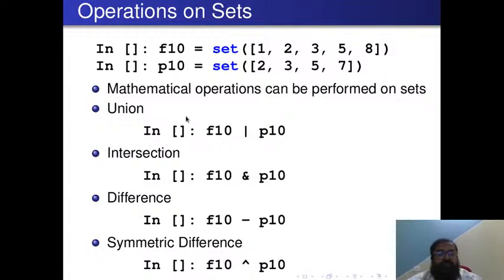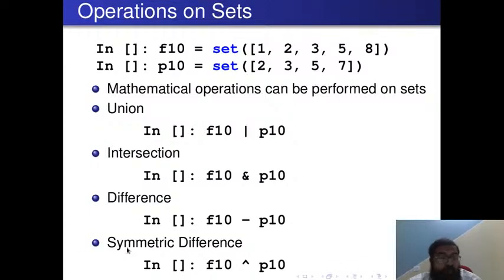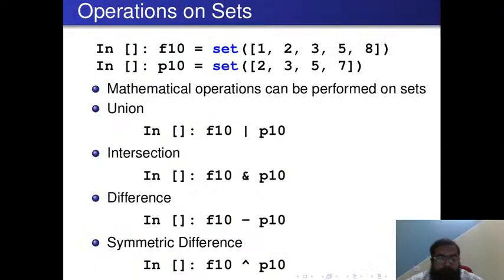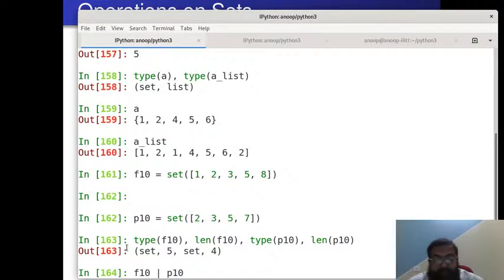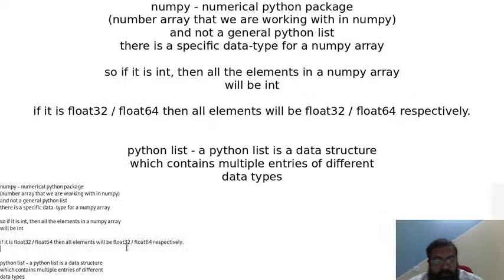Okay, now we can do the mathematical operations. So the mathematical operations, union, intersection, difference, symmetric difference, and further operations, proper subsets, all of these operations can be performed. So first is union, f10 or p10. So I've used the pipe character. Okay, so this is called the, where can I type it and show you?